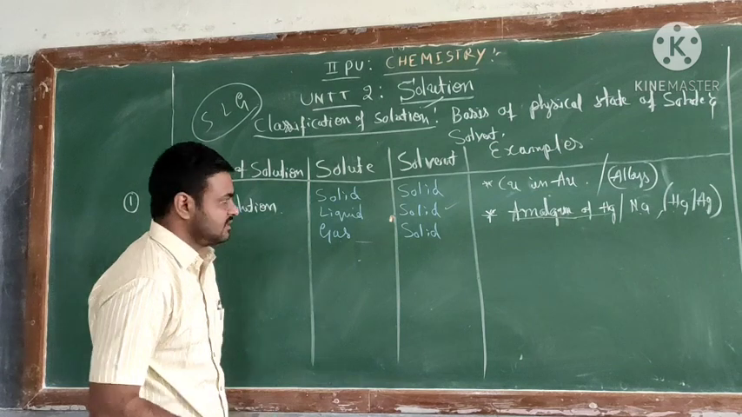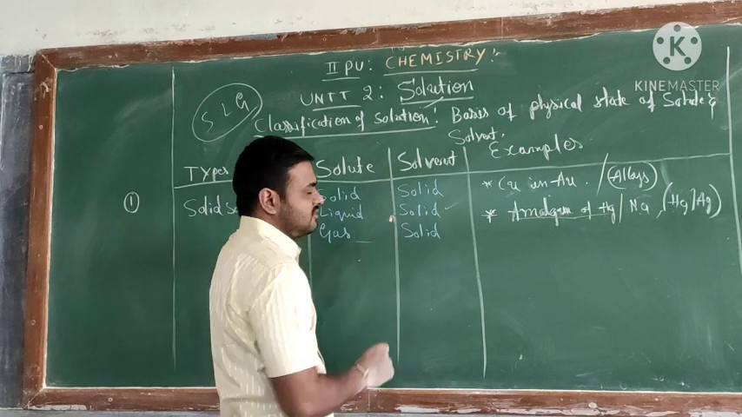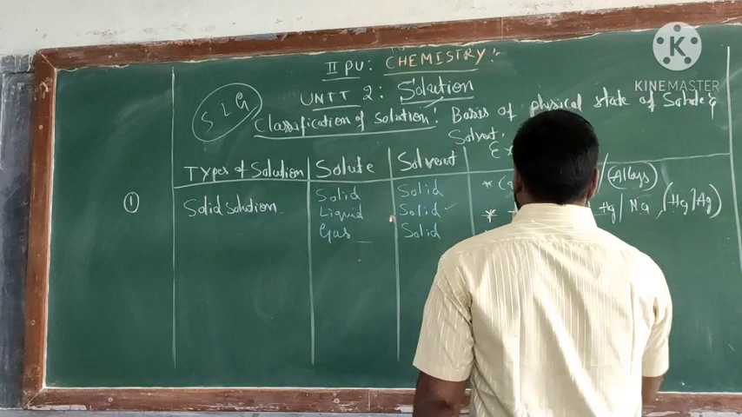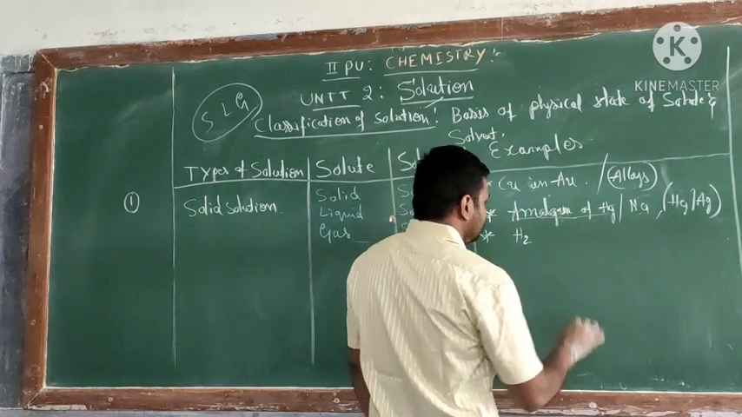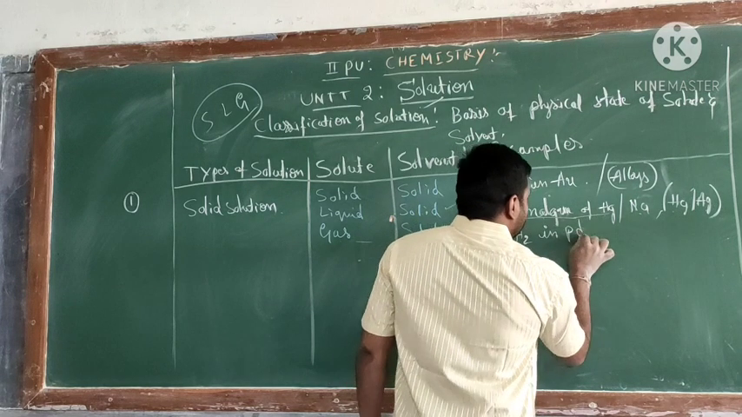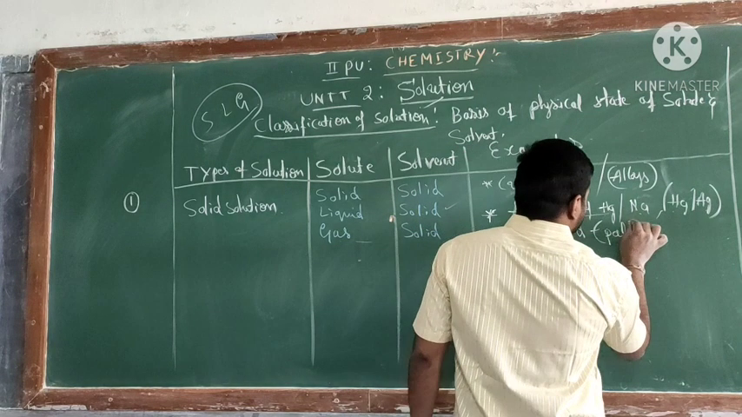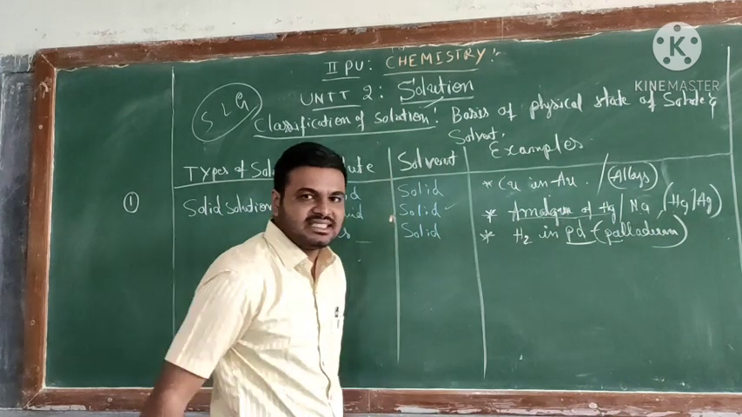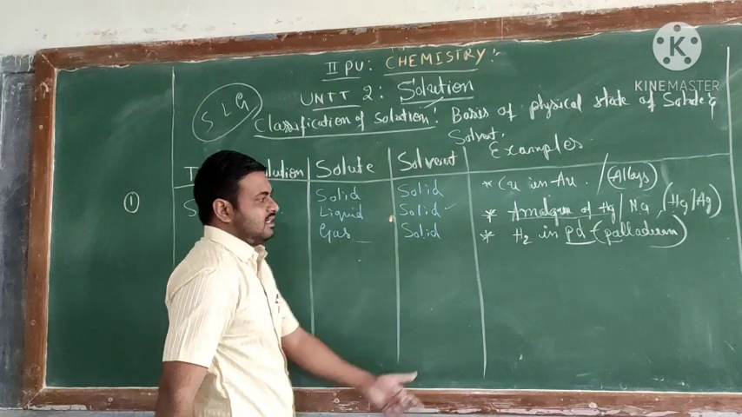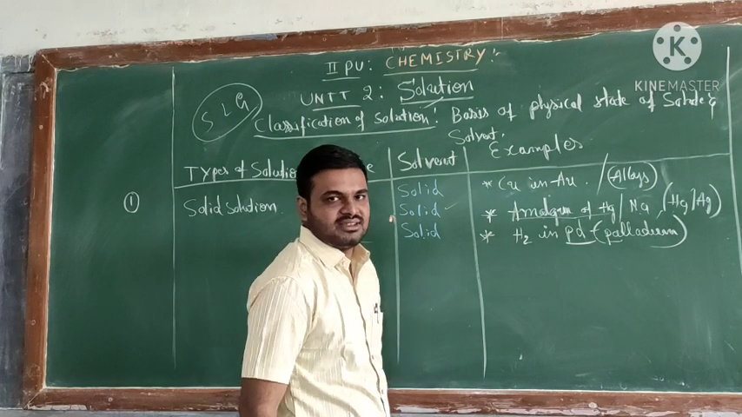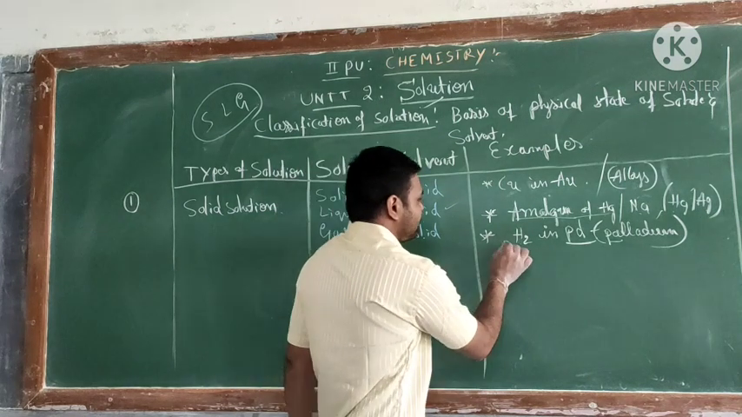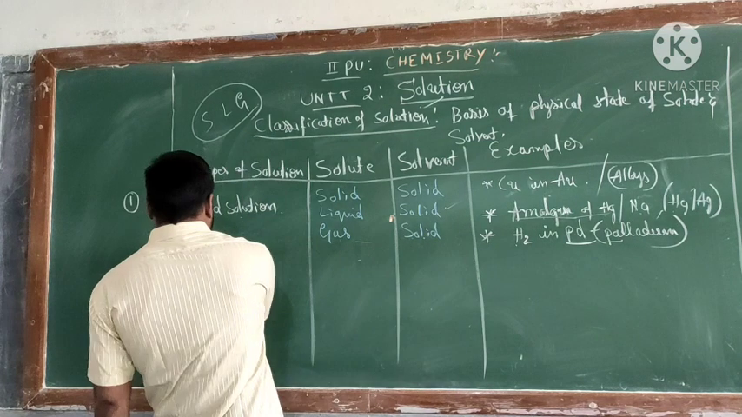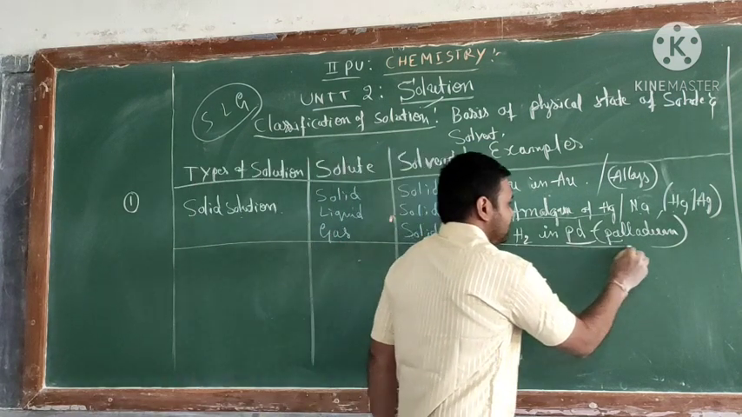Then the third one is gas in solid, where the gas is the solute. The example for the third one, gas and solid, is hydrogen molecules in palladium. Palladium is the solid and hydrogen is the gas. They are mixed together. This is one of the best examples of a gas in solid solution. Clear? This is the first type.